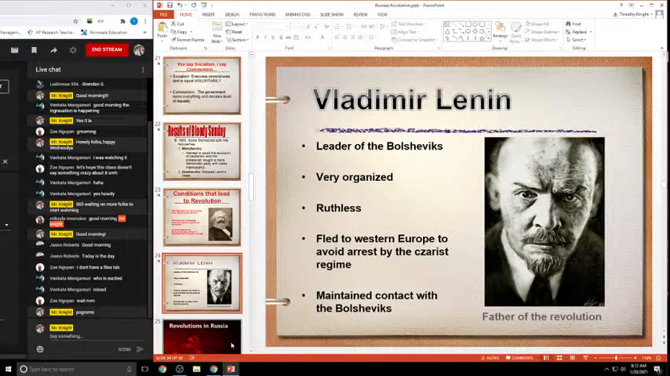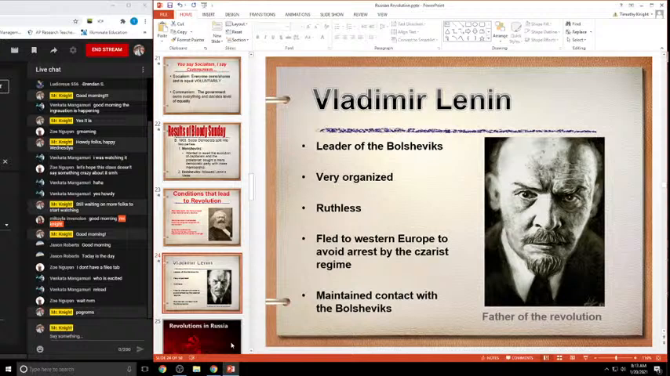Vladimir Lenin, though, is also very, very ruthless. He's willing to create conditions in the revolution that would pit Russians against one another. And so those people who oppose Vladimir Lenin's ideas become his enemy, his political enemy. And this creates the conditions for civil war in Russia. This is exactly what happens.